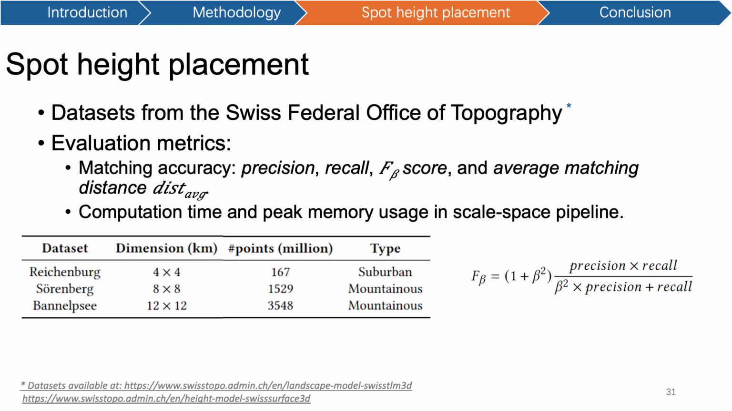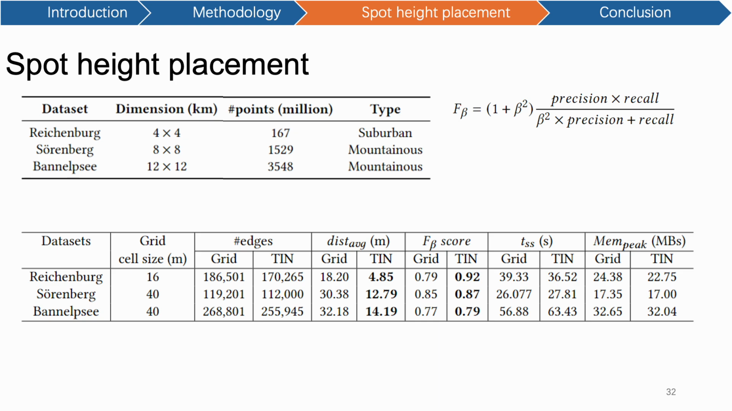And as a binary classification problem, we evaluate the results based on the precision and recall rate, and also the F-beta score as formulated here. In addition, we also measure the average matching distance between maxima and spot heights. Compared to the grid-based method, our TIN-based method results are more accurate in terms of matching. Especially, the average matching distance is much smaller.